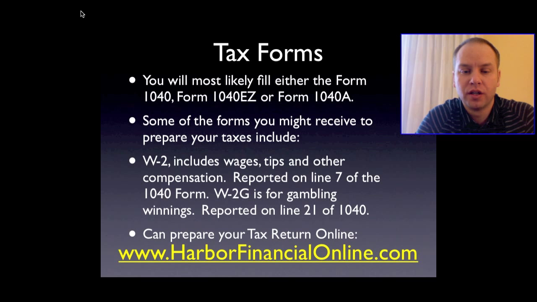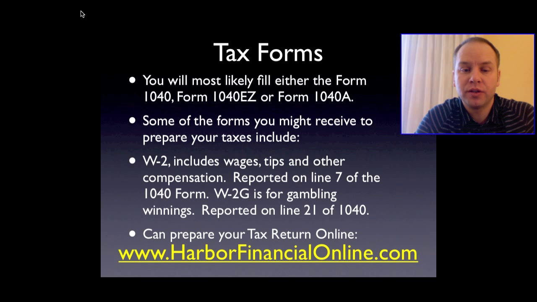Now I'm going to cover the forms that you're going to receive in the mail to be able to prepare your tax return, and give a quick rundown of some of these forms that you can expect. Now, the W-2 is the main one. You're going to receive that from your employer in the mail, and that's going to include all the wages that you earned, tips, and any other compensation. Okay? And this amount is reported on line 7 of the 1040 form.